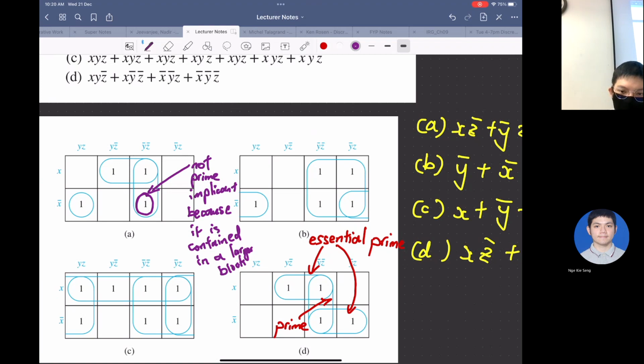So is this an essential implicant? Let's go back to this blue one. This is actually Y bar Z bar. So is Y bar Z bar an essential implicant? Essential implicants mean this block of ones is the only largest possible block of ones covering. Why? Largest. There's only one way to cover these two, right?